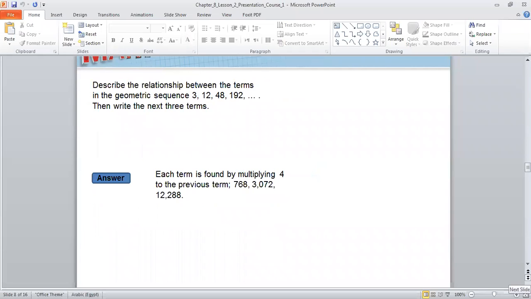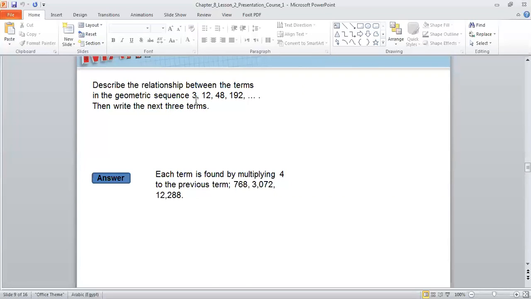Okay, my friend? We will go to the next. Describe the relation between the terms of the geometrical sequence. I have 3, 12, 48, 192. Then we write the next 3 numbers. What are the next 3 numbers?